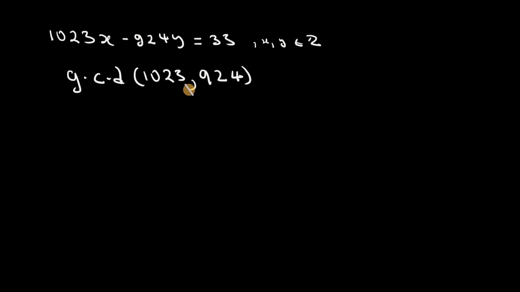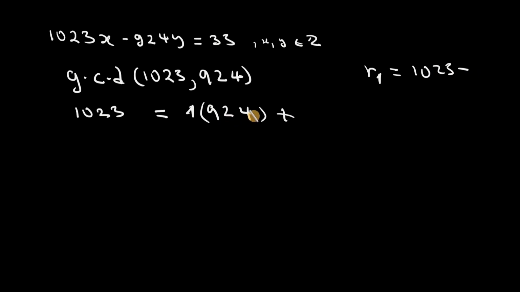The GCD of these two numbers can be obtained using the Euclidean algorithm. In the Euclidean algorithm, I write the bigger number on the left hand side of the equal sign and the smaller number on the right hand side. I divide 1023 by 924, that will be 1 time, plus the remainder. To get the remainder, that is r1, I take 1023 minus this product, 1 into 924, and I'm going to have 99. So the remainder here is 99.